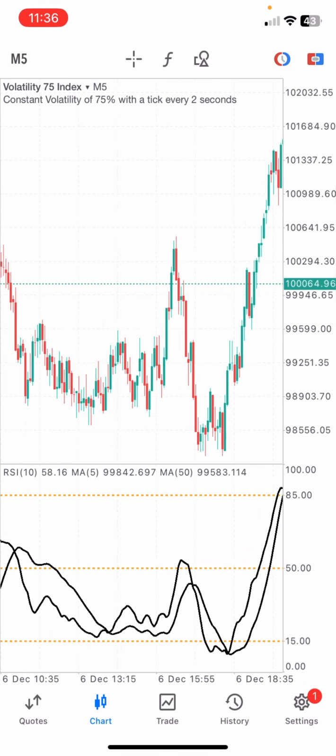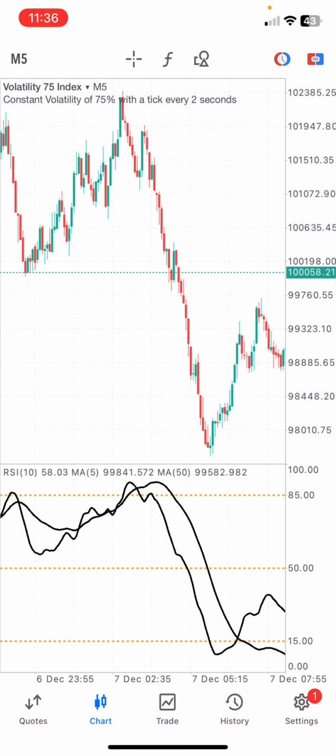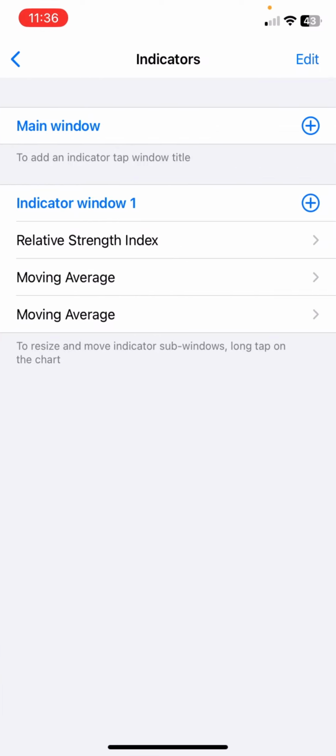Let's dive into the settings for the strategy. This strategy is going to be as quick as it is. So now the first indicator that we're going to be adding is the RSI. All the indicators that you are going to need in this strategy are going to be in our indicator window 1. Now we add the first indicator. This is what you need to do.